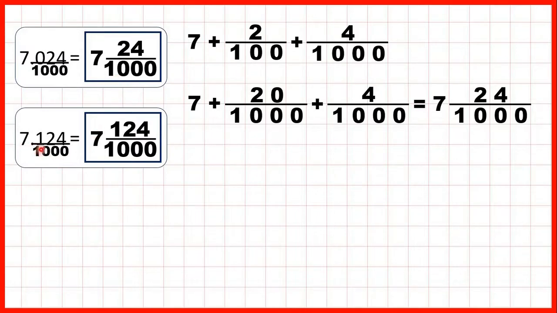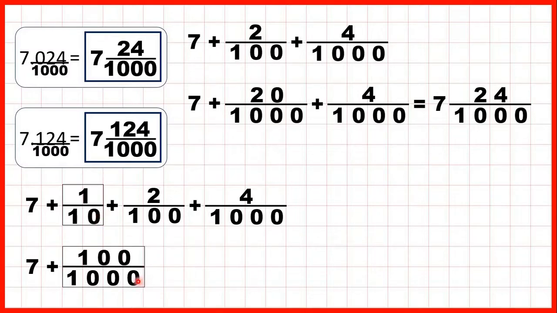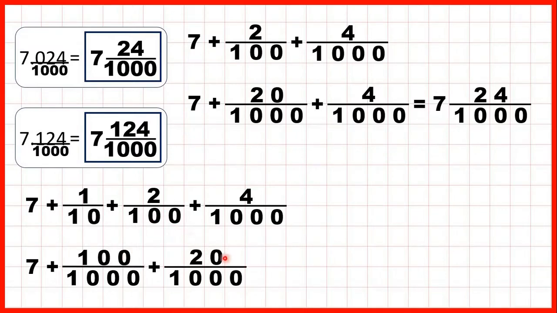Then we had 7.124. So again, let's think about the place values. We have 7 ones, 1/10, 2 hundredths, and 4 thousandths. So the 7 can stay the same, but 1/10 is equivalent to 100 thousandths. That's because 10 times 100 is 1,000, and 1 times 100 is 100. Then, instead of 2 hundredths, we can think of that as being 20 thousandths. They're equivalent because 100 times 10 is 1,000, and what we do to the denominator, we do to the numerator, and 2 times 10 is 20.